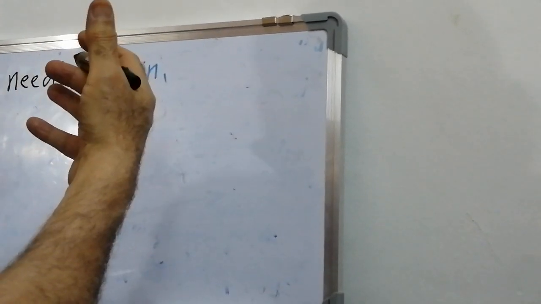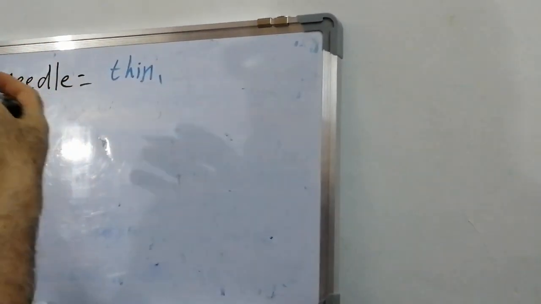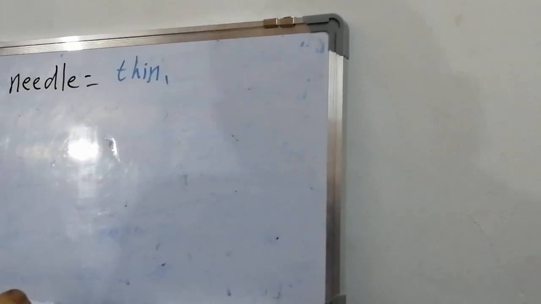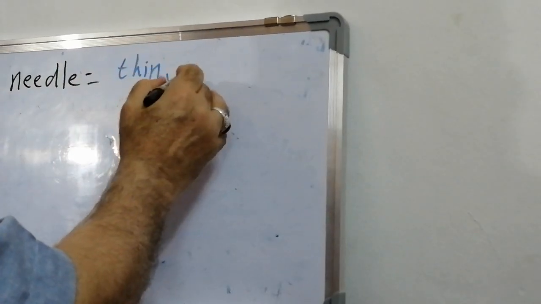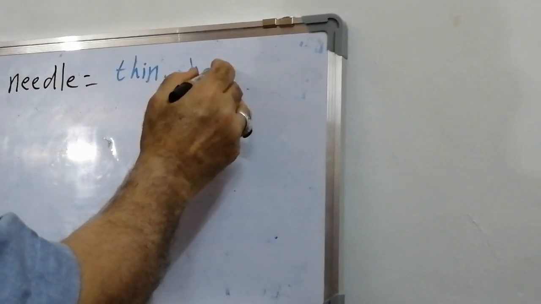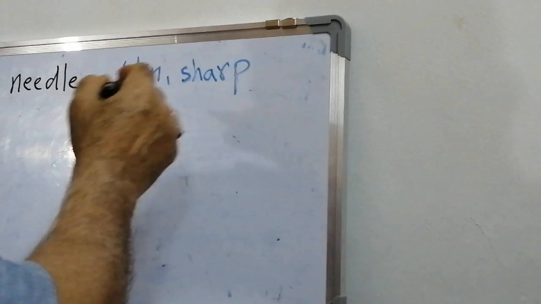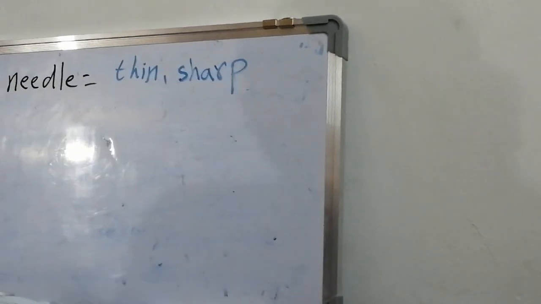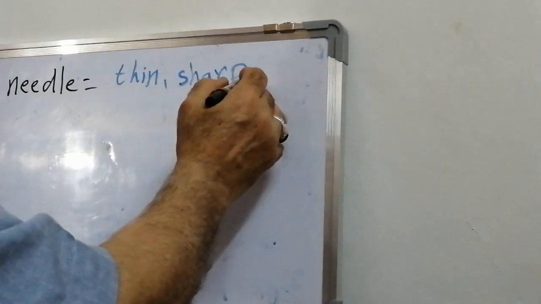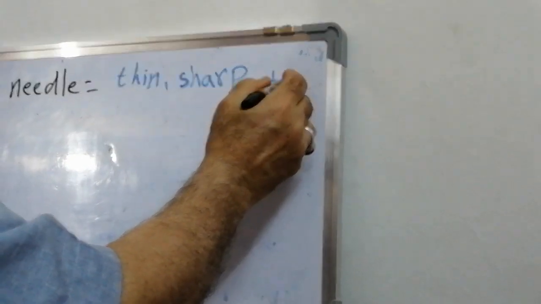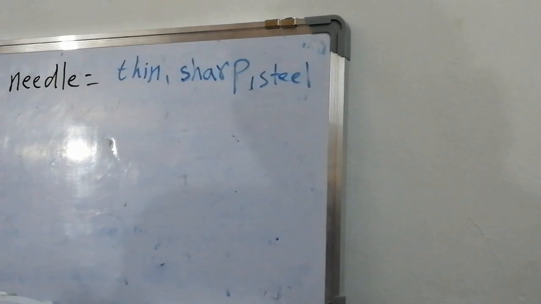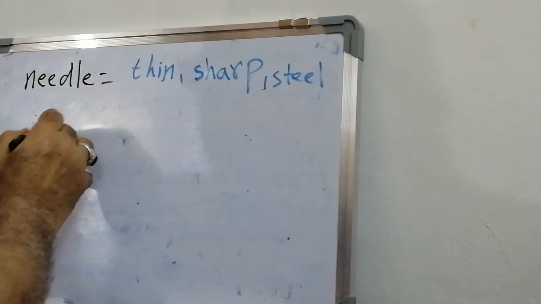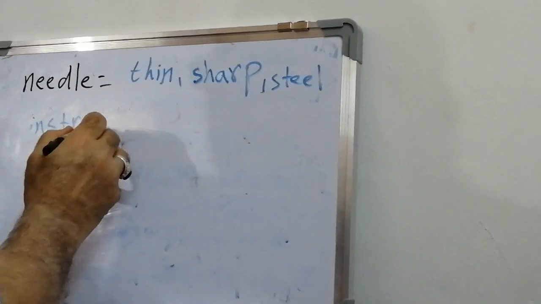The second basic component of the conceptual meaning of the word needle is what? It is sharp. Now what else? Steel. It is made of steel. And it is a steel instrument.